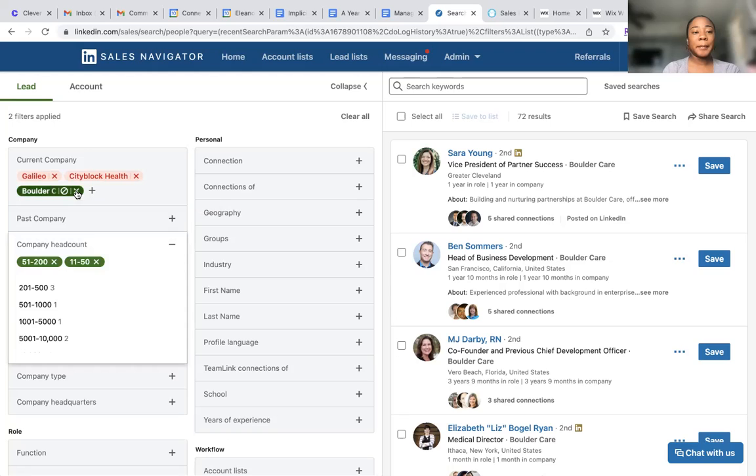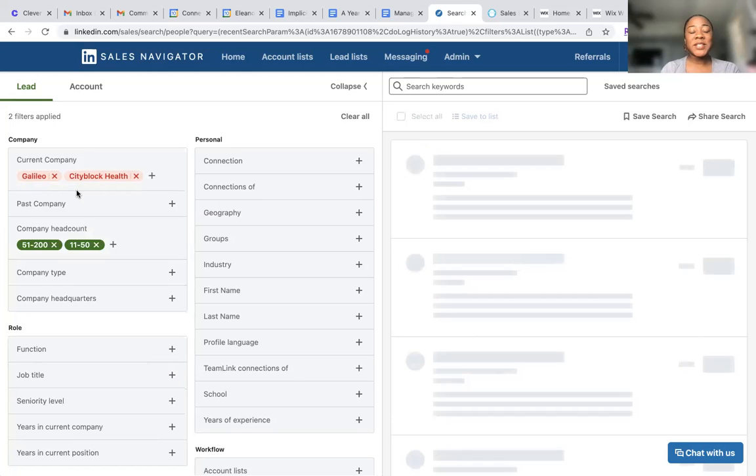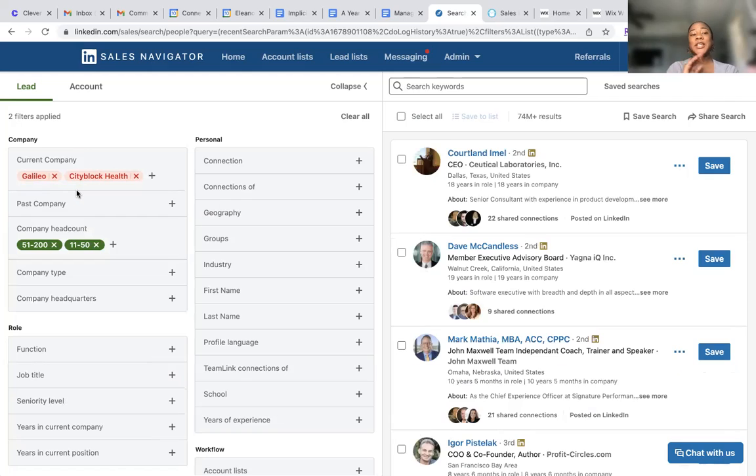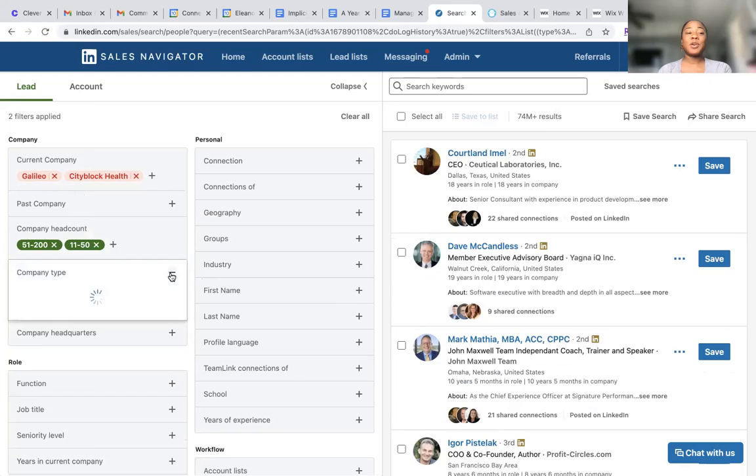If I take Boulder Health out and I'm only excluding Galileo and CityBlock, then you can see that I've got 74 million. So I've got to bring that number down because all of these people are not in my target audience. Next is going to ask you about company type.